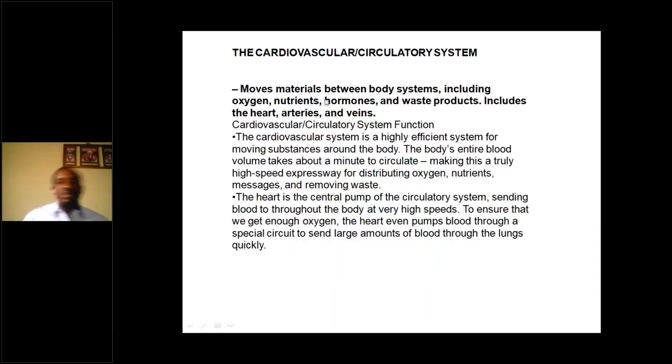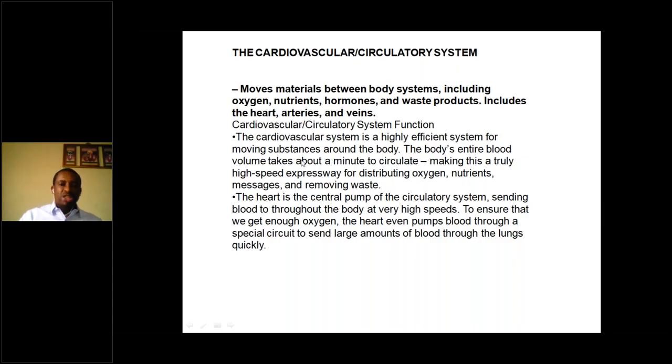Okay, so we look at the cardiovascular or the circulatory system. The last system we discussed, the digestive system, we also saw that the circulatory system plays a part. So the circulatory and cardiovascular system is responsible for moving around the body oxygen, nutrients, hormones, and waste products. Oxygen is brought in, carbon dioxide is moved out, nutrients are moved around the body through what? The circulatory system. So the main organs are the heart, the arteries, and the veins.